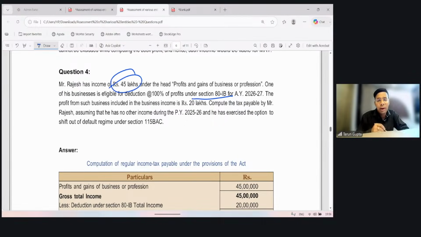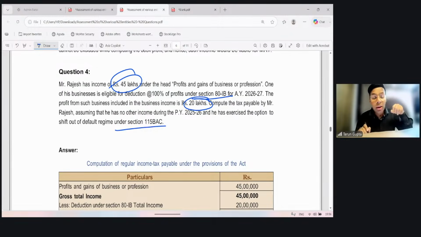So he has earned 45 lakh. Out of this 45 lakh, 20 lakh is from the business which is eligible for 100% deduction under Section 80-IB. Compute tax payable by Mr. Rajesh, assuming he has no other income for the period 25-26 and he has exercised the option to shift out of the default tax regime. So once he has shifted out of the default tax regime, he has opted for the old tax regime and there is a deduction under Part C of Chapter 6A.